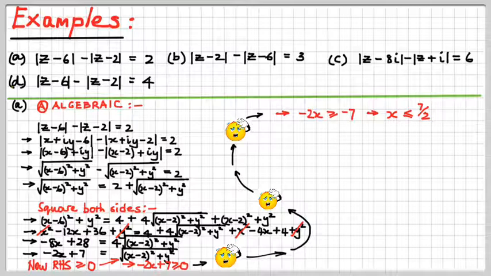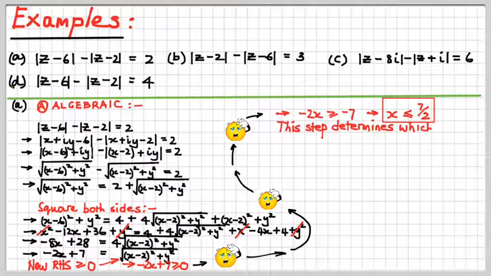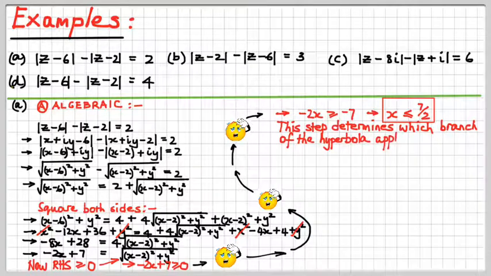Now, ladies and gentlemen, that is going to determine which branch of the hyperbola we're going to get. If it's less than 7/2, if you think about that, less than something, it's probably going to be the left-hand branch. I think so. And it makes sense to me because it's further from 6 than it is from 2, so it's going to wrap itself around the 2. That makes sense, doesn't it?